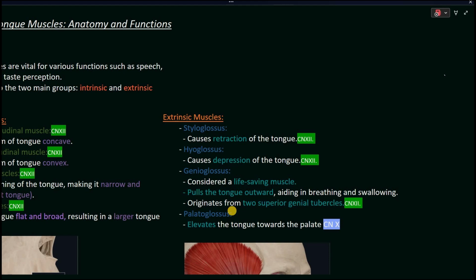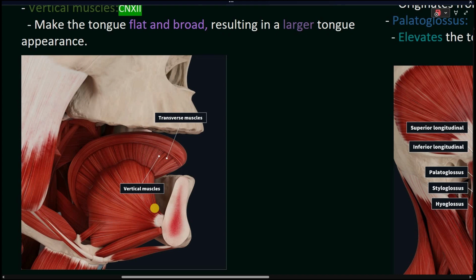Here we can see the position of all the muscles in the oral cavity or the tongue. These fibers that run towards the dorsum of the tongue are the vertical muscles, and between the vertical muscles we can see the transverse muscle. So these are vertical muscles, and in between them we can see this blotted structure as transverse muscles.